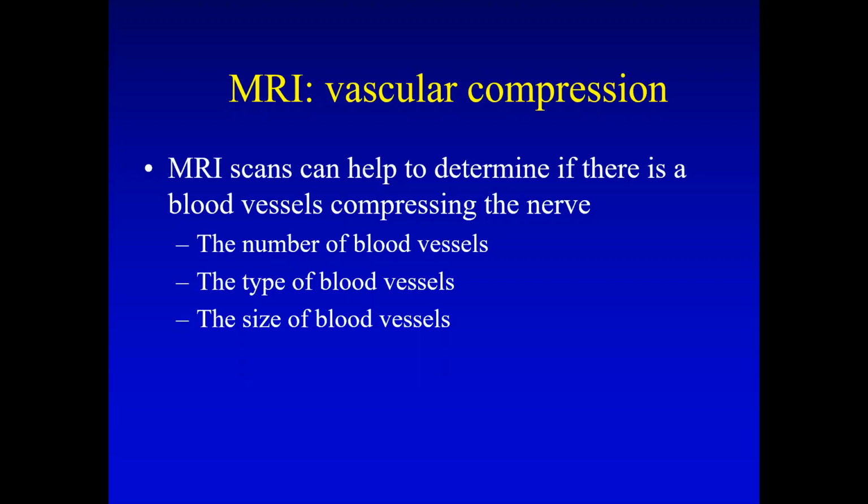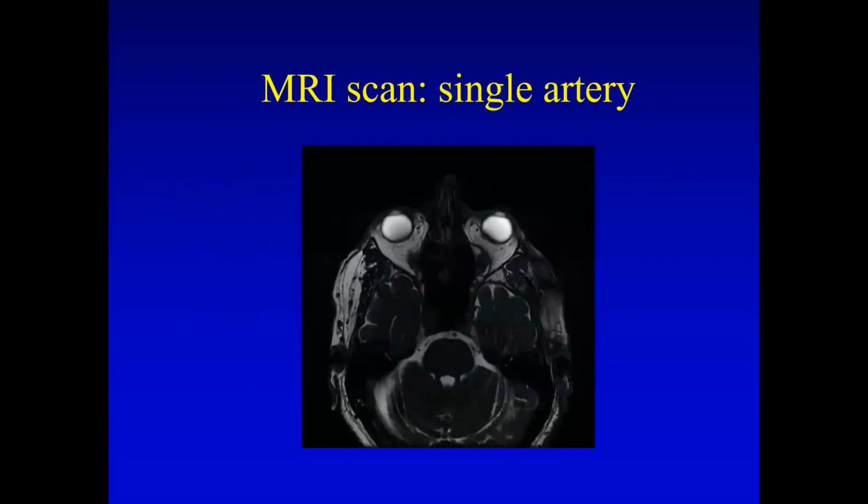And then also the size of the blood vessel can be easily identified on the MRI scan. And I'm going to show you some pictures of small blood vessels and large blood vessels. So this is a MRI scan. Again, it's a Fiesta sequence. And this is an example of just 1 blood vessel pushing on the nerve.